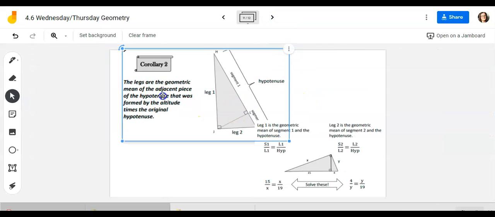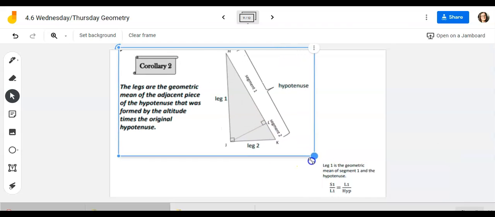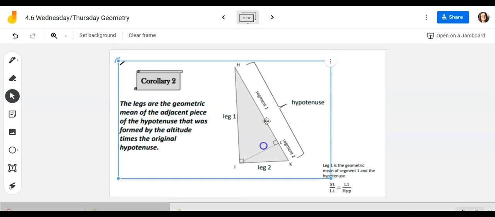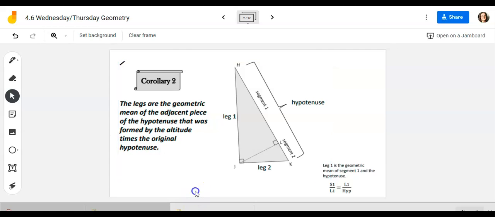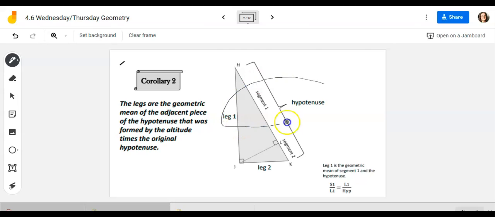There is another corollary called corollary 2. Corollary 2 has to do with the legs, and the closest segment to those legs. So it says the legs are the geometric mean of the adjacent piece of the hypotenuse that was formed by the altitude times the original hypotenuse. So basically, these three things go together: the leg, the closest segment on the hypotenuse, and the whole hypotenuse.